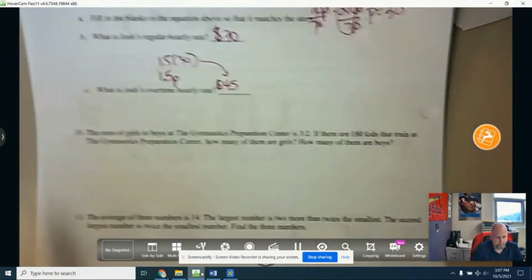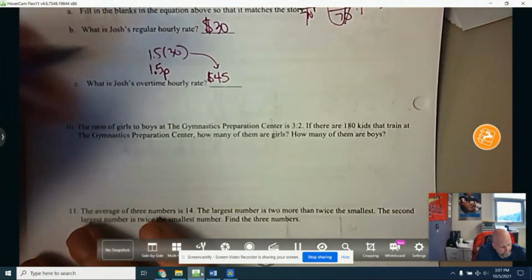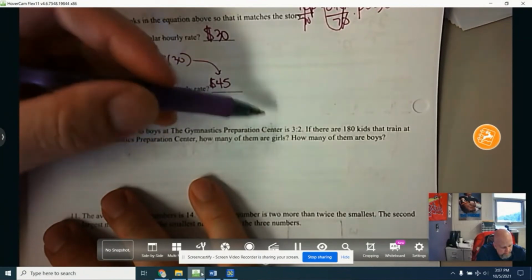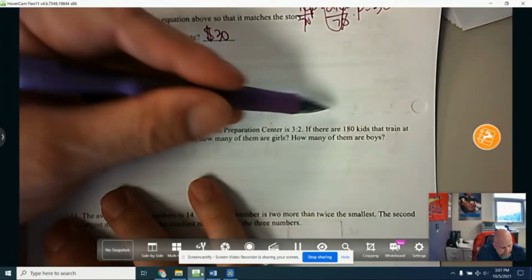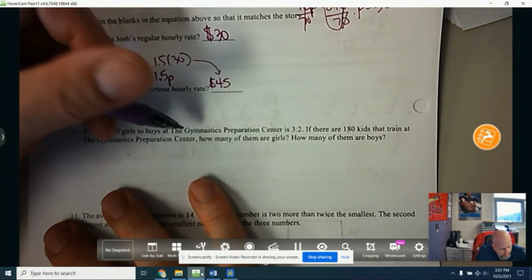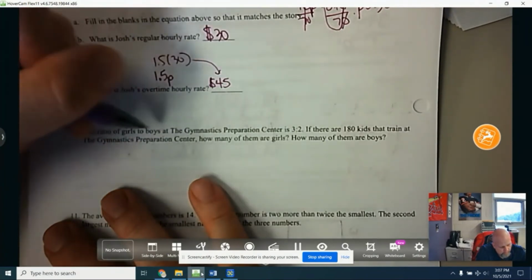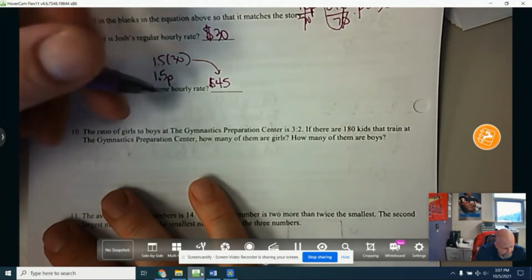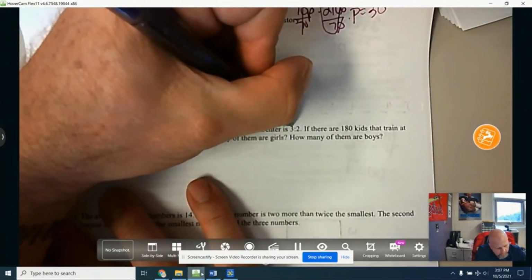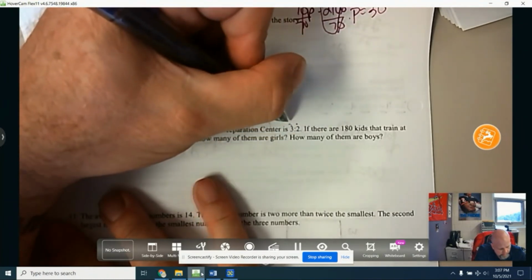Number 10. We have the ratio of girls to boys at the gymnastics center is 3:2. If there's 180 kids that train at the gymnastics center, how many of them are girls and how many of them are boys? Whenever they give you a ratio, the problem is not really that difficult. It's like saying 3:2. It's comparing something. That's what a ratio does.